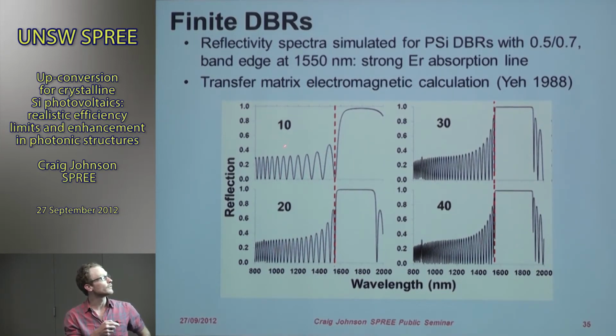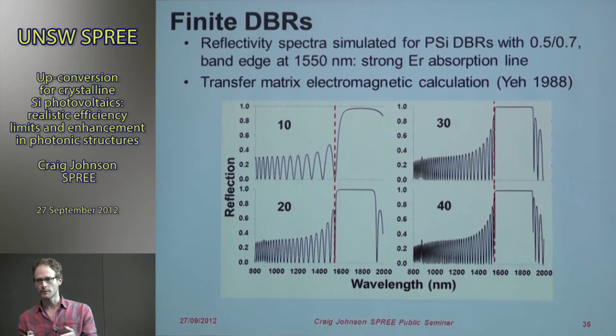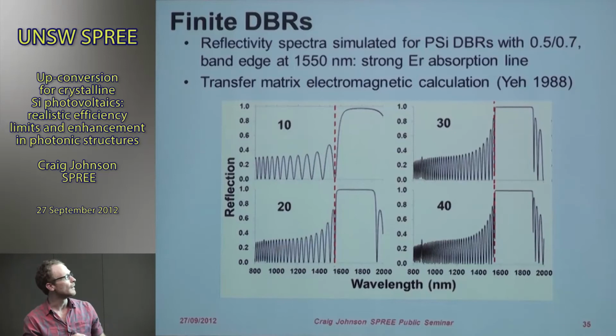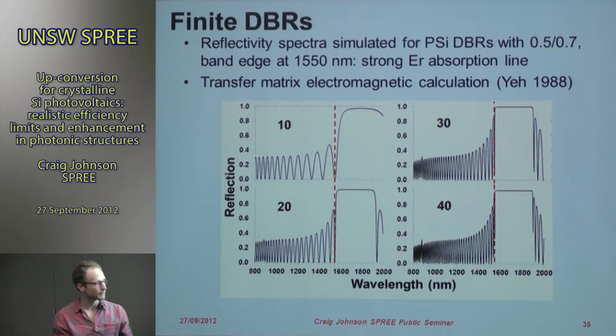And what we have here is a structure with 10 bilayers, high-low bilayers, 20, 30, and 40. And you can see as you go to greater and greater numbers of bilayers, you start to approach the infinite case, essentially. Your band edge becomes sharper. It actually becomes a little more narrow, and the fringes become compressed. So for an infinite case, you would just have the average of all these, and it would look like a continuous material. And the red line indicates the position of the band edge at 1550.